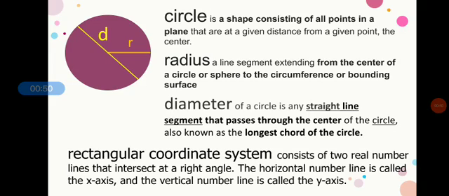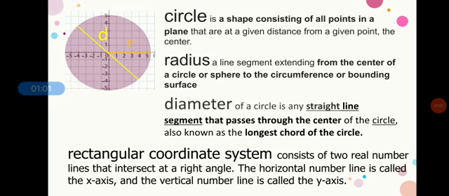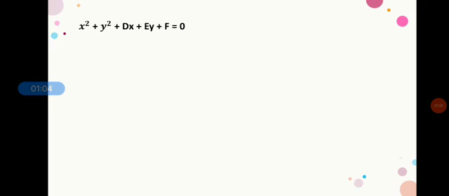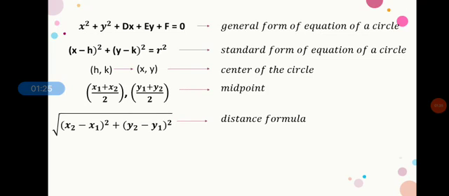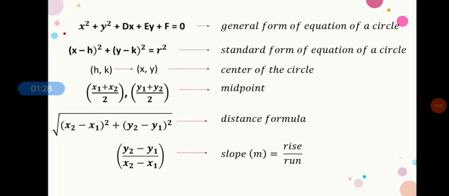Rectangular coordinate plane or rectangular coordinate system consists of two intersecting lines, the x-axis and the y-axis. So that means we are going to graph a circle in a rectangular coordinate plane. Now, these are the following formulas that we are going to use. The general form of the equation of a circle, the standard form equation of a circle. In a standard form, we have the h and k, or it is the center of the circle. And then we have the midpoint, the distance formula, and last we have the steepness of the line or the slope indicated by rise over run.